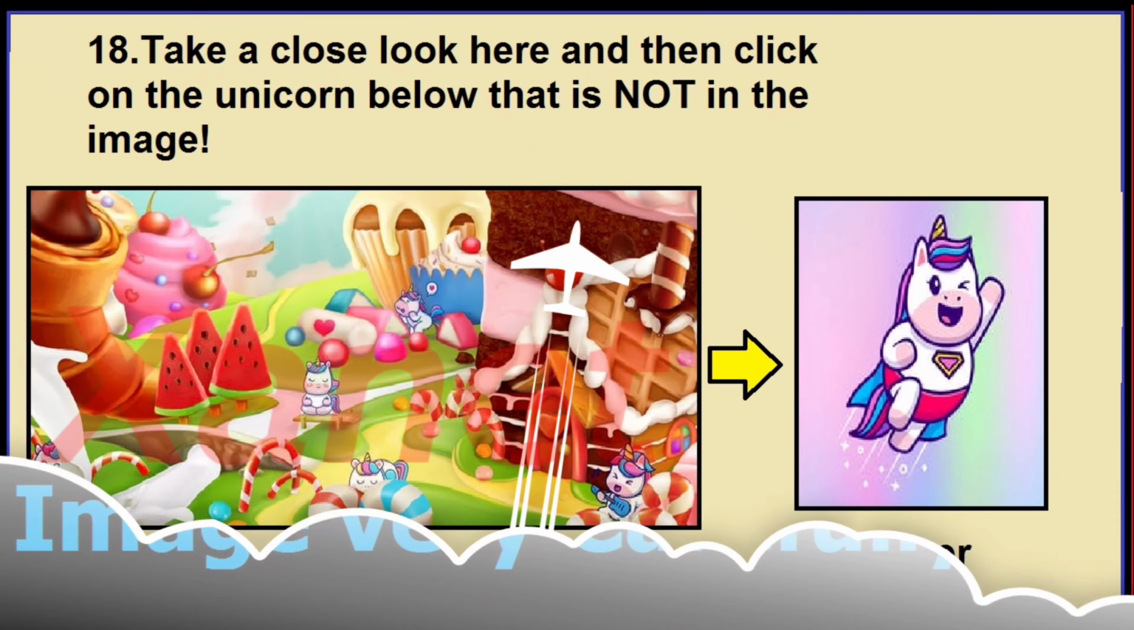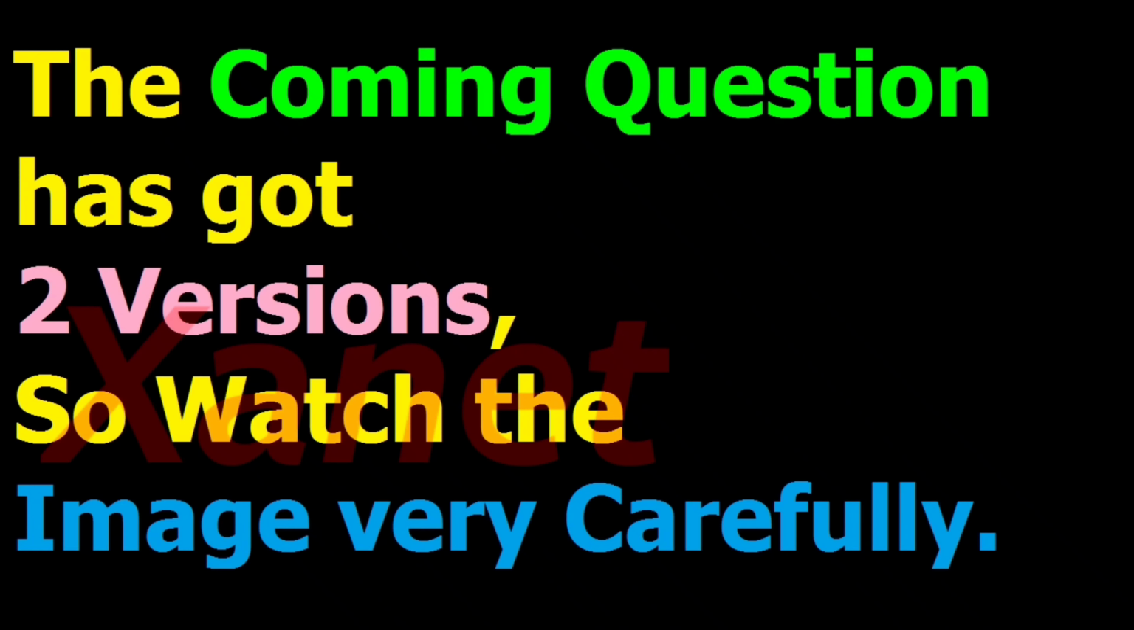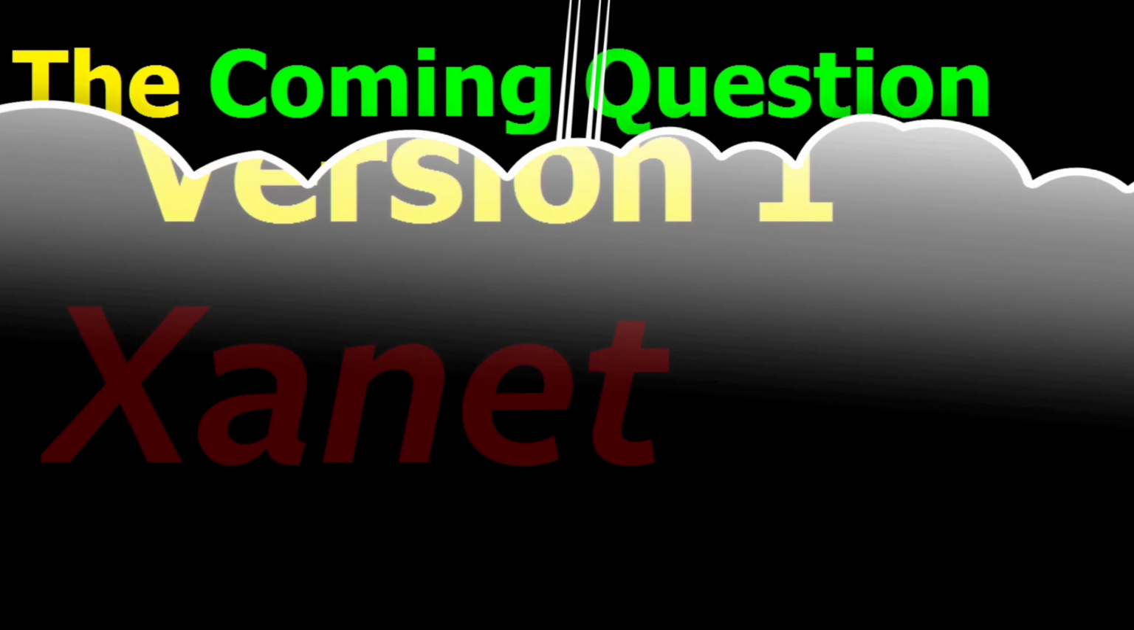Now just like this, the next question has 2 versions, or there may be more than 2. I think in total there are 6 versions, but currently I have found only 2. So you need to watch the image very carefully and click the one which is not in the image, just like the previous question.